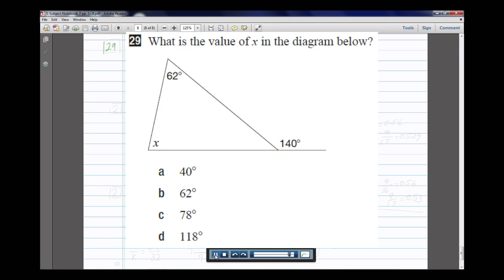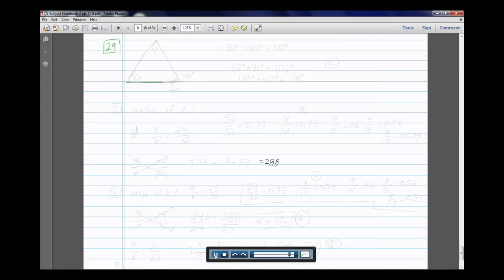Multiple choice number 29. You have a straight line, and at one end there's a triangle, and it's not a right angle triangle. You have a 62-degree angle at the top. I'm not drawing this to scale, obviously. 140-degree angle here, and X sits here. So again, you're using the fact that any straight line is an angle of 180 degrees, and that all the angles in a triangle will add up to 180 degrees as well.